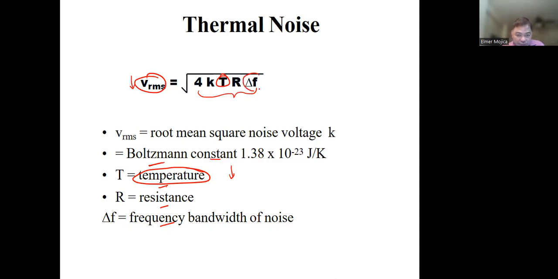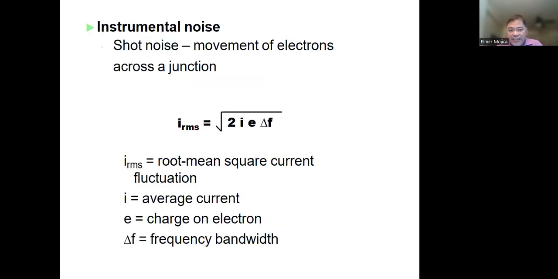Maybe this one, the frequency. Okay, you can decrease the frequency bandwidth of the signal. Ano pa? Pwede ito. If you decrease the resistance, the noise will also decrease. Okay? So, yan yung ways na mami-minimize mo yung thermal noise. You can find it in instrumental equipment. And then we also have the so-called shot noise.